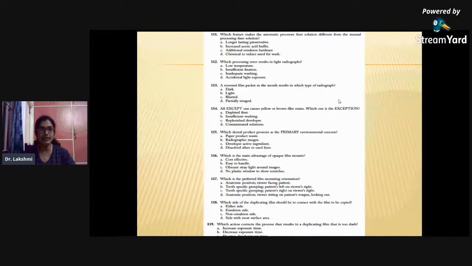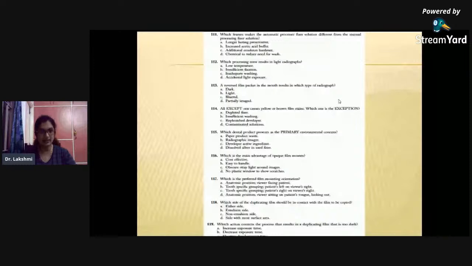Okay. So 115. Which dental product presents as the primary environmental concern? The answer is D, dissolved fixer silver in used fixer. And 116. Which is the main advantage of opaque film mounts? The answer is C, obscure stray light around the images, for a clear view of the images.